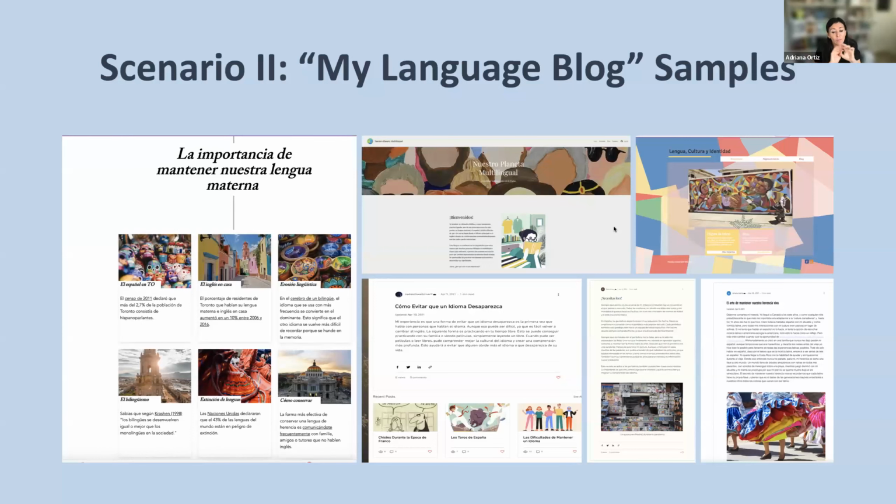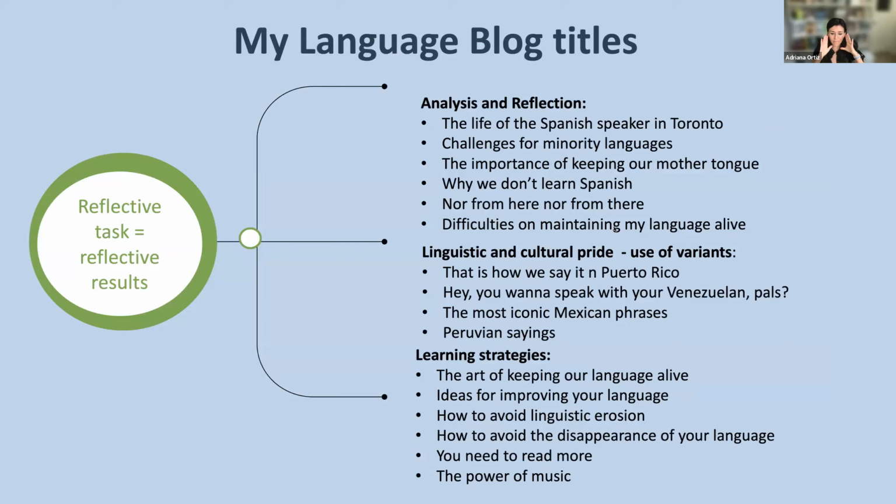And this one is from Heritage Language Learners. So there is also about my language, and the takes of each student were totally different, but it shows a lot of reflection in their productions. And what I mean with that is, these that you see here are the titles of their blogs. Okay, so everybody's talking about challenges for minority languages. Why we don't learn Spanish, not from here, not from there. All these issues of heritage language learners. And the project was just to create a blog about a language.